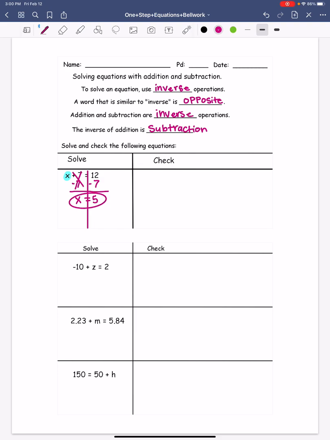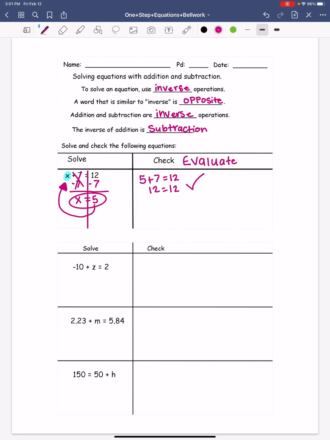Now, the next part of this says to check our work. And another word for check, and the word that we use in this class, is evaluate. So we're going to evaluate x equals 5. And we do that by plugging that 5 in for x to see if we did the math right, to see if our answer works. So now our equation says 5 plus 7 equals 12. Well, 5 plus 7 does equal 12, so we are correct.